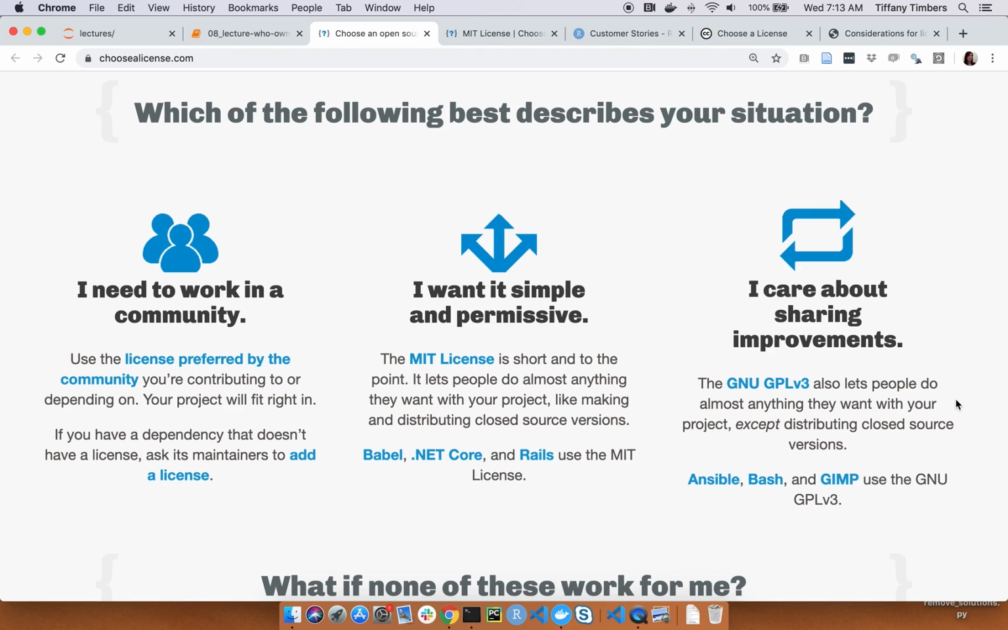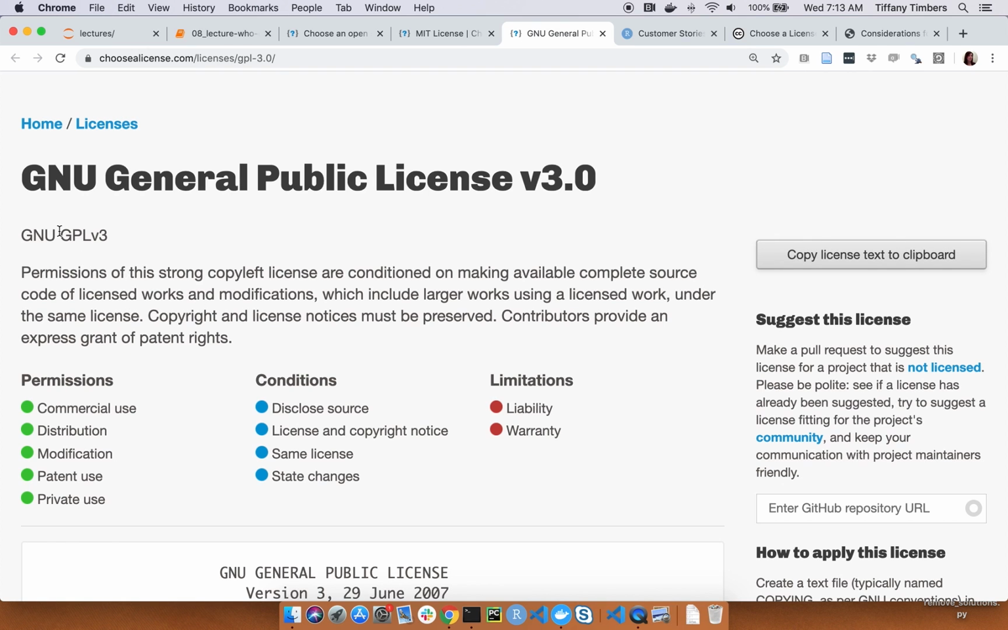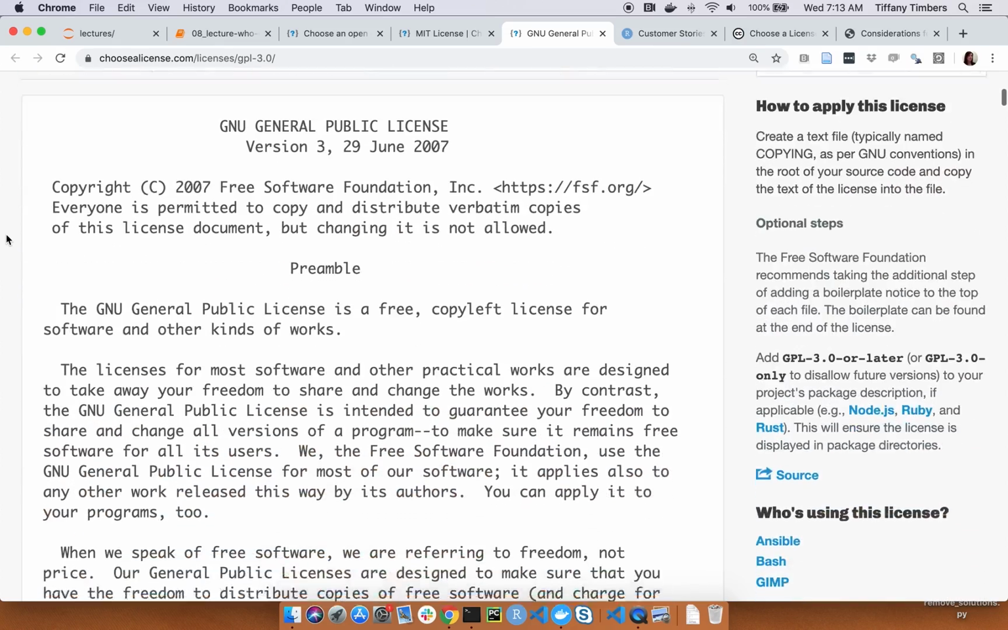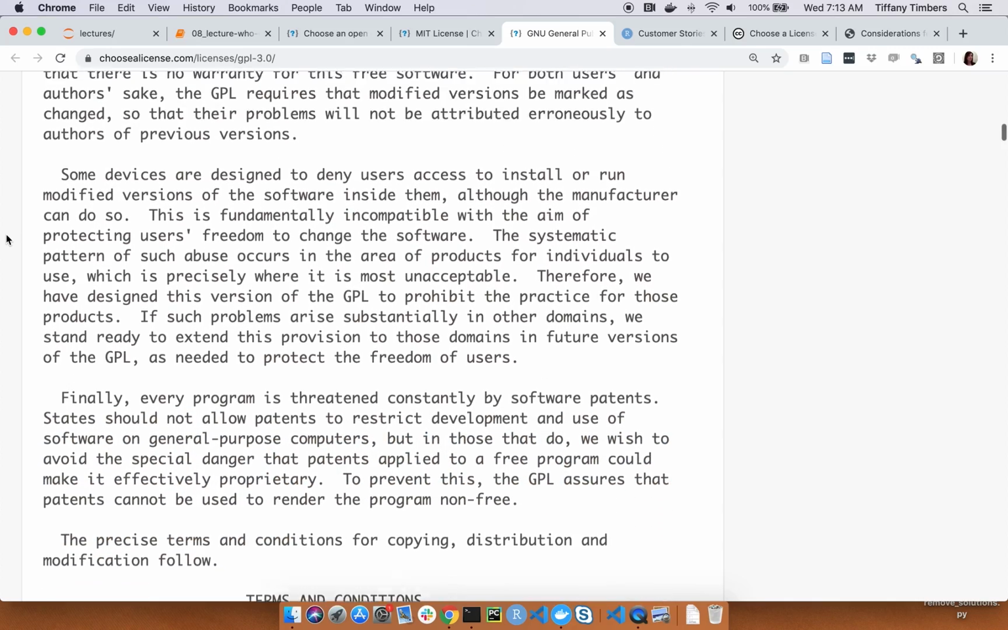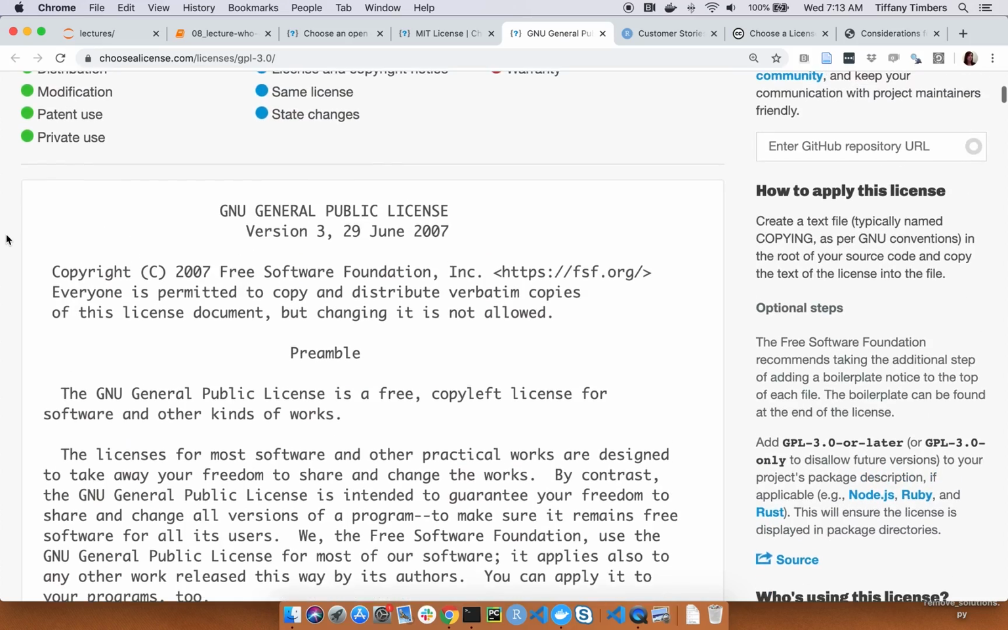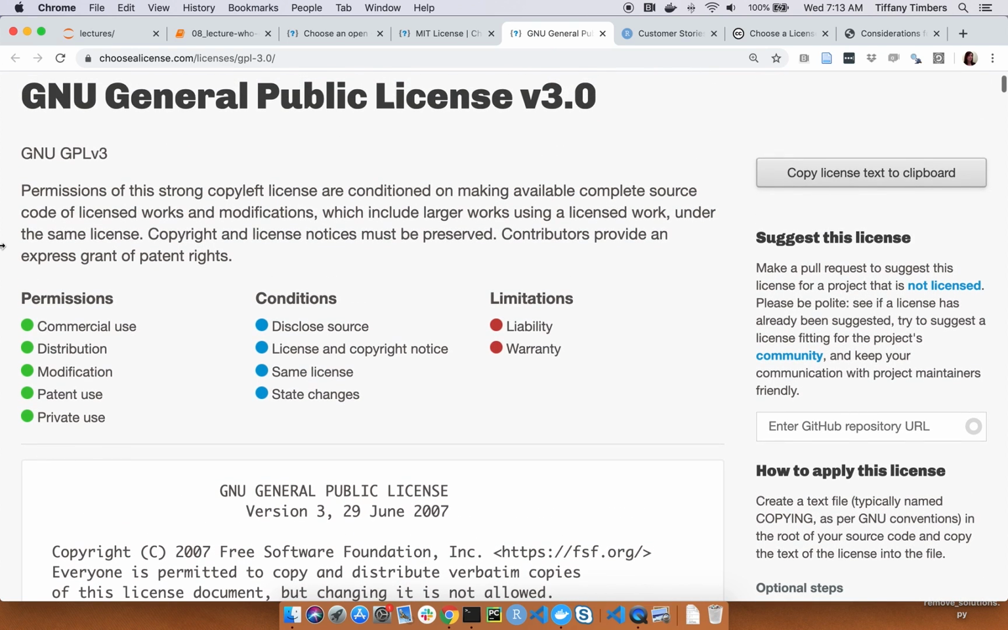If you use a GNU GPL3 license to create a package, it means that when you distribute that binary version of the package that is usable but not human readable, you also have to share the human readable source code alongside it. So let's take a look at the GNU General Public License on choosealicense.com. Again, it has the license text for you, which in this case is a lot more detailed, but it does a nice job of summarizing what the permissions are, what the conditions are, and what the limitations are.